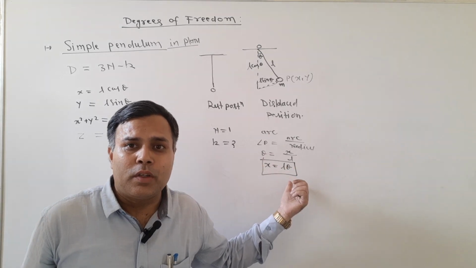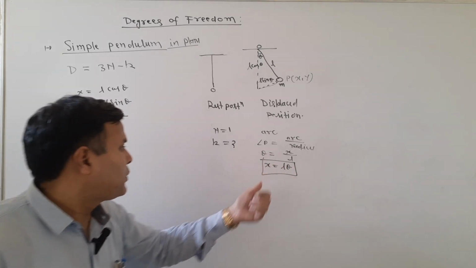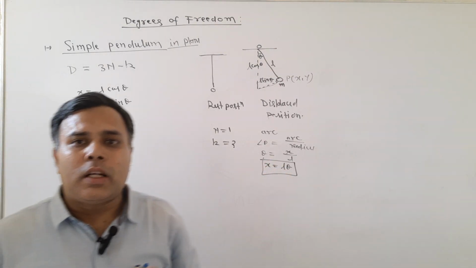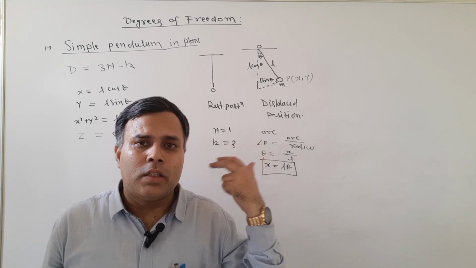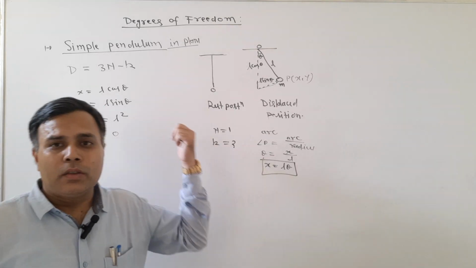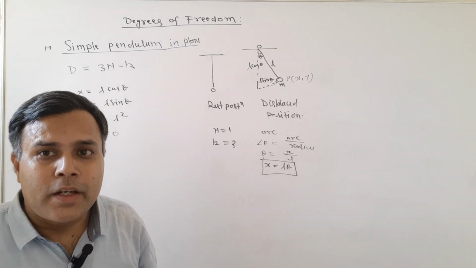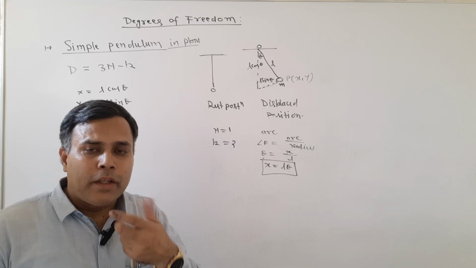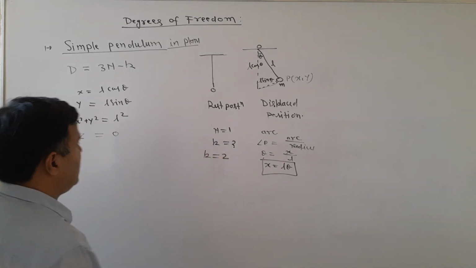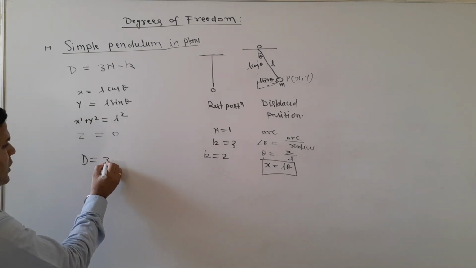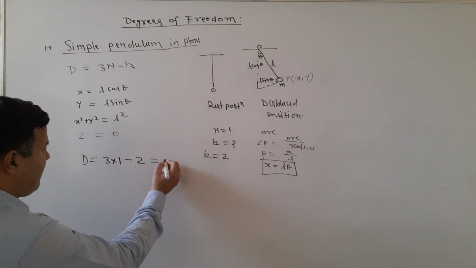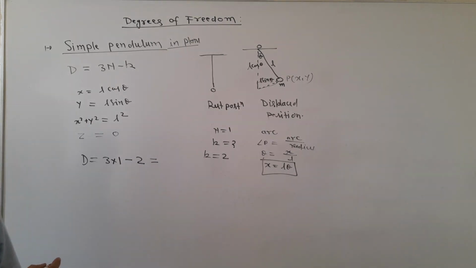So this is also an equation of constraint. You can express your equation of constraint either in this term or in this term. So we have two different equations of constraint corresponding to this physical system. One is x equal to L theta, or x square plus y square is equal to L square, and another is z equal to 0 because our pendulum is in a plane. So the value of k in this case is 2. So what is the degree of freedom? Simply 3 into 1 minus 2, which is simply 1.